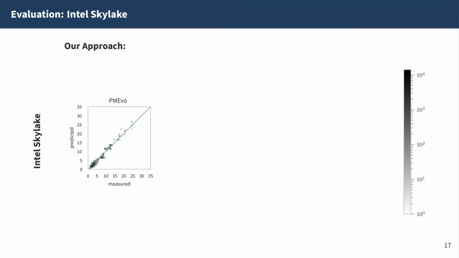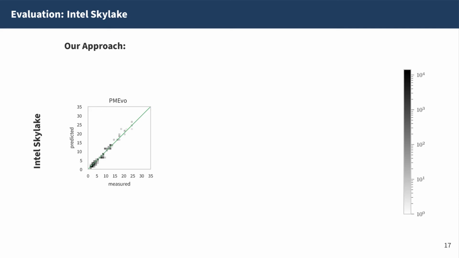We report our prediction accuracy results in heat maps like this one. There will be a heat map for each tool for each supported architecture. This is the one for our approach, PMEvo, for Skylake. Each heat map displays the relation between the throughput we measured on the actual processor and the prediction of the tool for 40,000 sampled experiments.